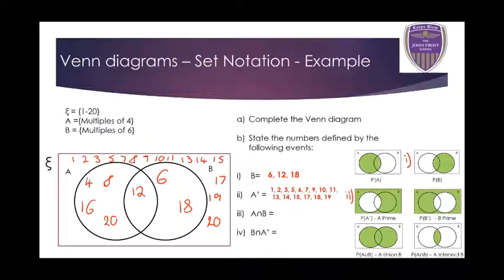And then part 3, what is A intersect B? So that's going to be part 3 here. The only number that is both a multiple of 4 and a multiple of 6 is 12. So we can see it in that intersect there.